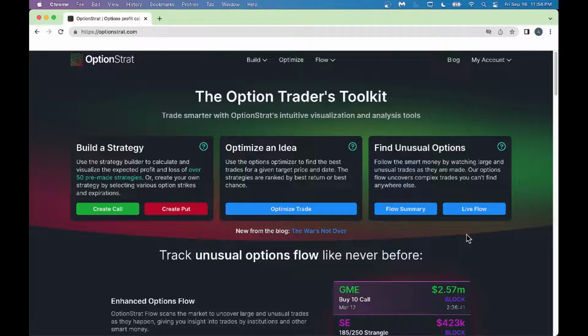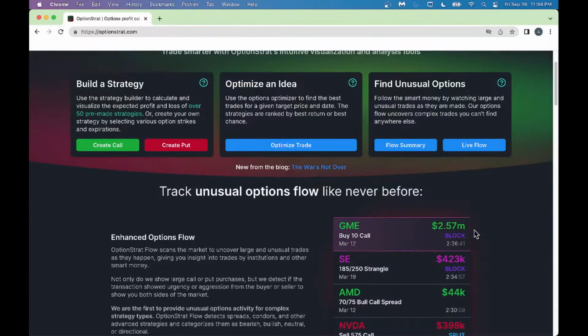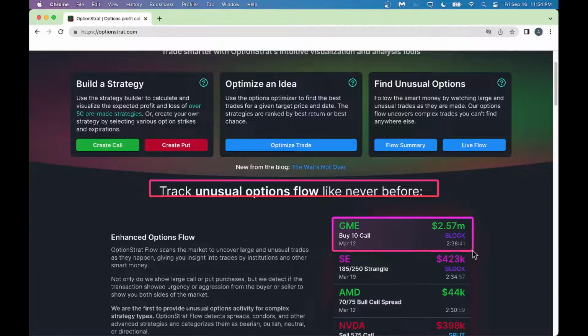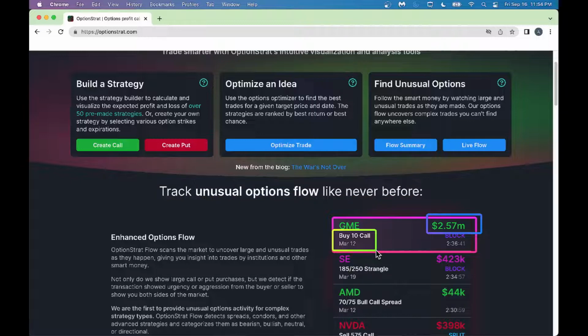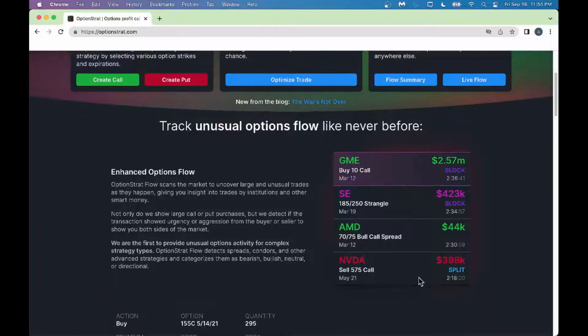As you go into the tool here, you can see some information here. You can track the unusual options. For example, right now you can see GameStop. Looks like it's a big block trade here, big amount, as you can see here. And they're buying $10 call options here. If you want, you can research it and follow the smart money. And we got a few more, as you can see here.